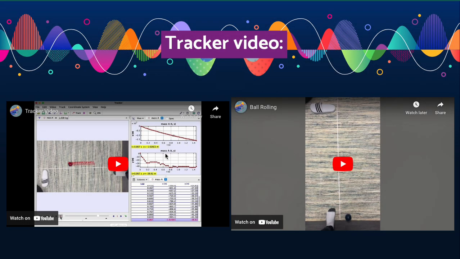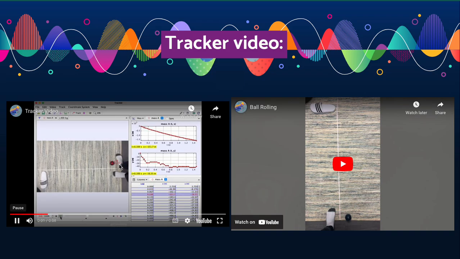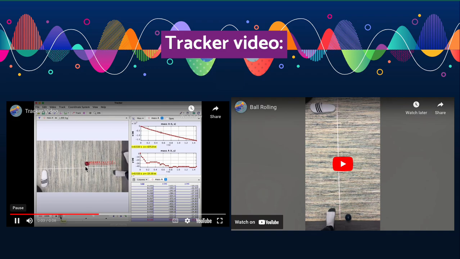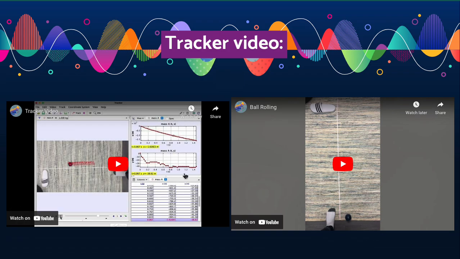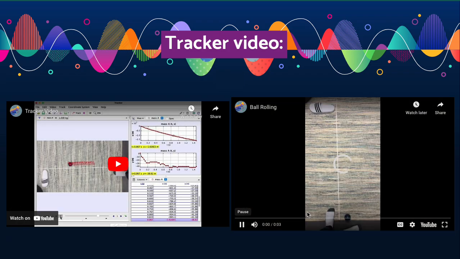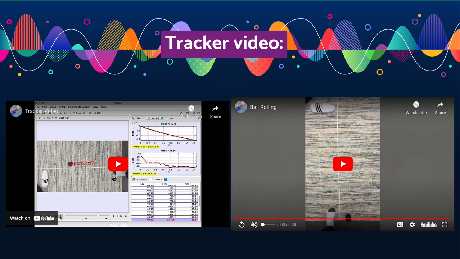Okay, so here are the 2 videos. The first video is the Tracker video, which models and computes the frame-by-frame analysis of how the ball moves across this rug. And then here is the original video, which you can see is a little bit faster, but it is slowed down to a frame-by-frame aspect ratio so that we can analyze it.